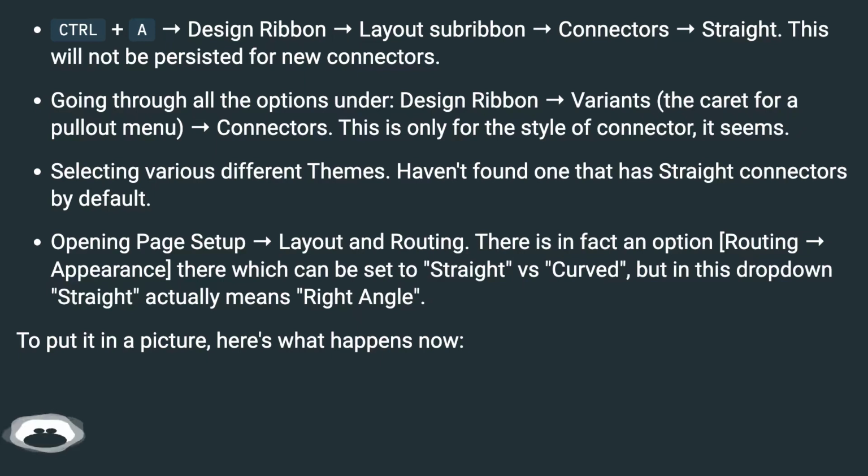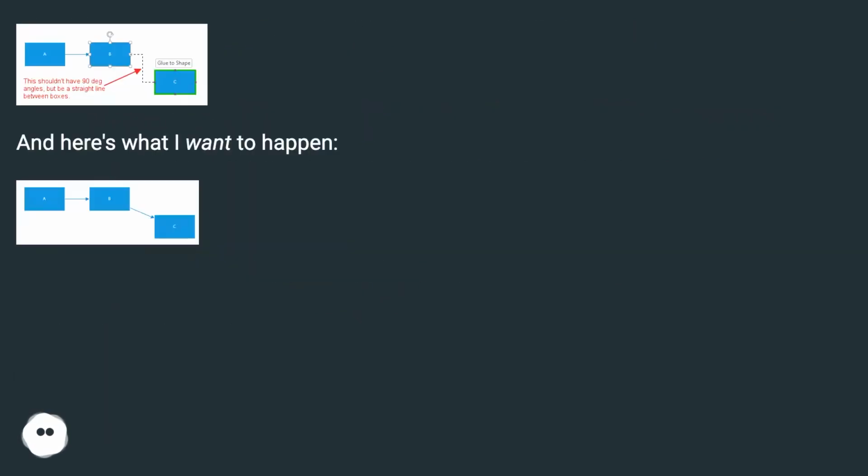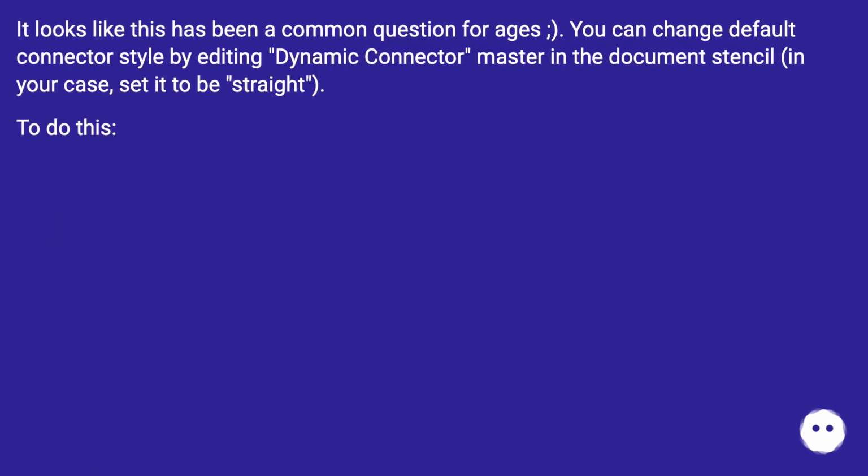To put it in a picture, here's what happens now. And here's what I want to happen. It looks like this has been a common question for ages. You can change default connector style by editing dynamic connector master in the document stencil. In your case, set it to be straight.